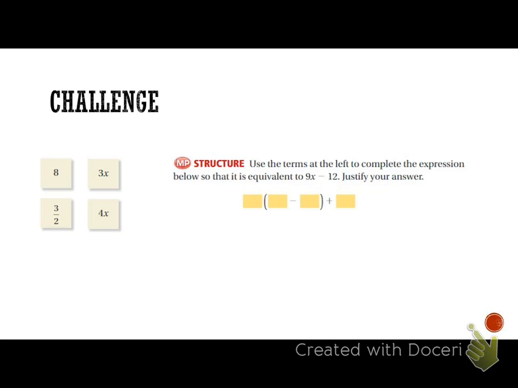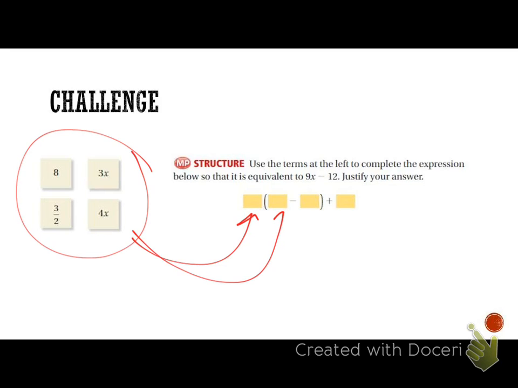Basically, what they're asking us to do is figure out where these terms fit in these yellow blocks. You have to tell me where they fit to give you an answer of 9x minus 12. Okay? So it's like a little puzzle. Which term goes where? I can tell you that you probably won't figure it out in 3 minutes if you're just trying to guess. There's too many combinations, okay?